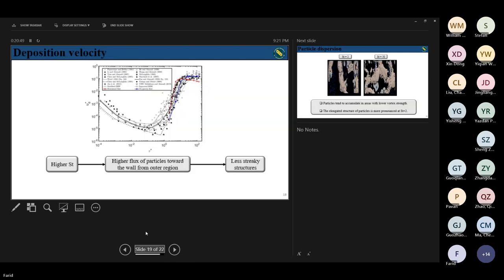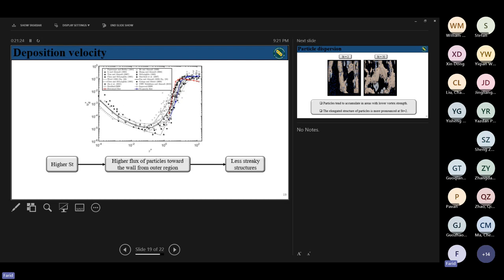So the deposition velocity, as I mentioned, can be a very important factor for how these particles are affecting the coherent structure near the wall region. Here you can see the deposition velocity as a function of the Stokes number. Black line and dots are coming from literature, previous experimental and numerical studies. Red line is our study for downward flow, and blue line is our study for no gravity. The focus was on the downward flow.